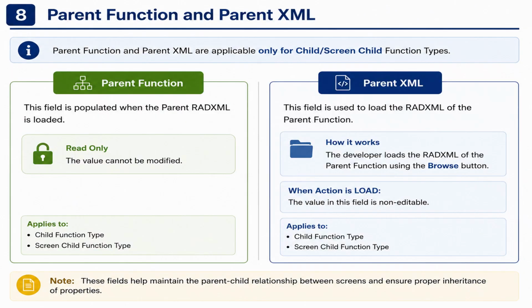Parent function and parent XML. The parent function and parent XML fields are applicable only when the function type is child or screen child. The parent function field is populated when the parent RADSML is loaded and is read-only. The parent XML field is used to browse and load the RADSML of the parent function. If the current action is load, the parent XML field becomes non-editable. These fields establish the required parent relationship for child and screen child functions.